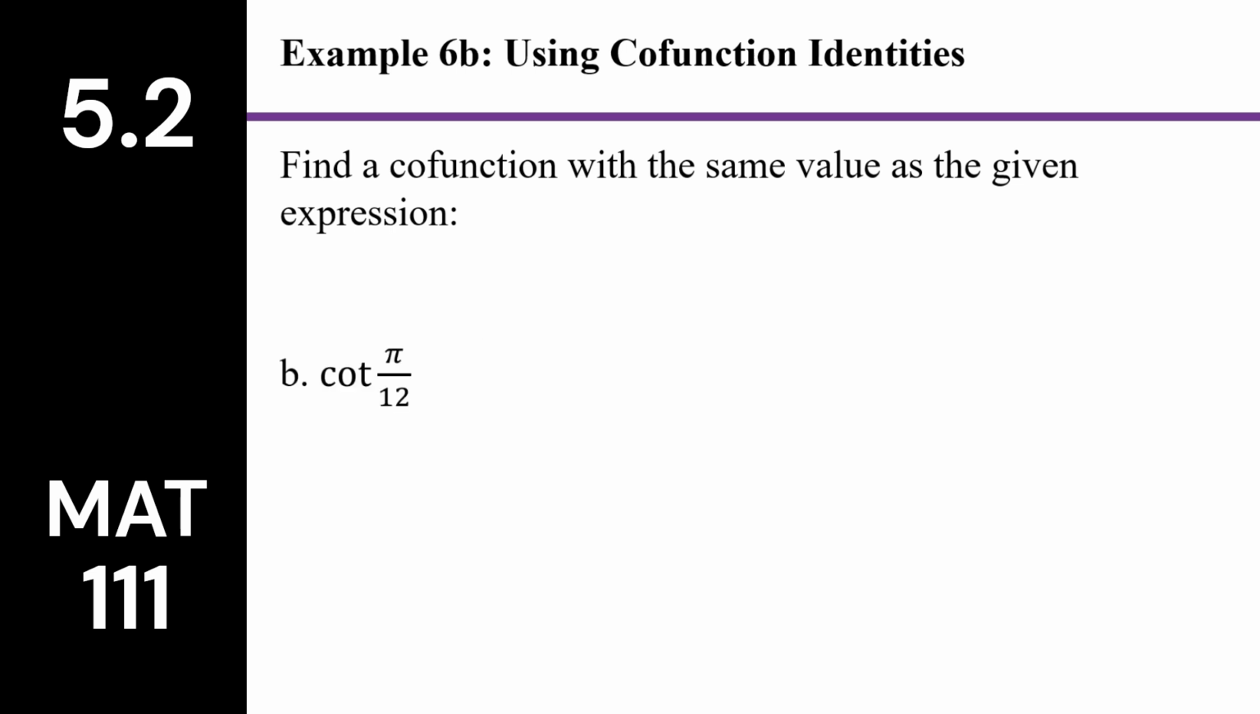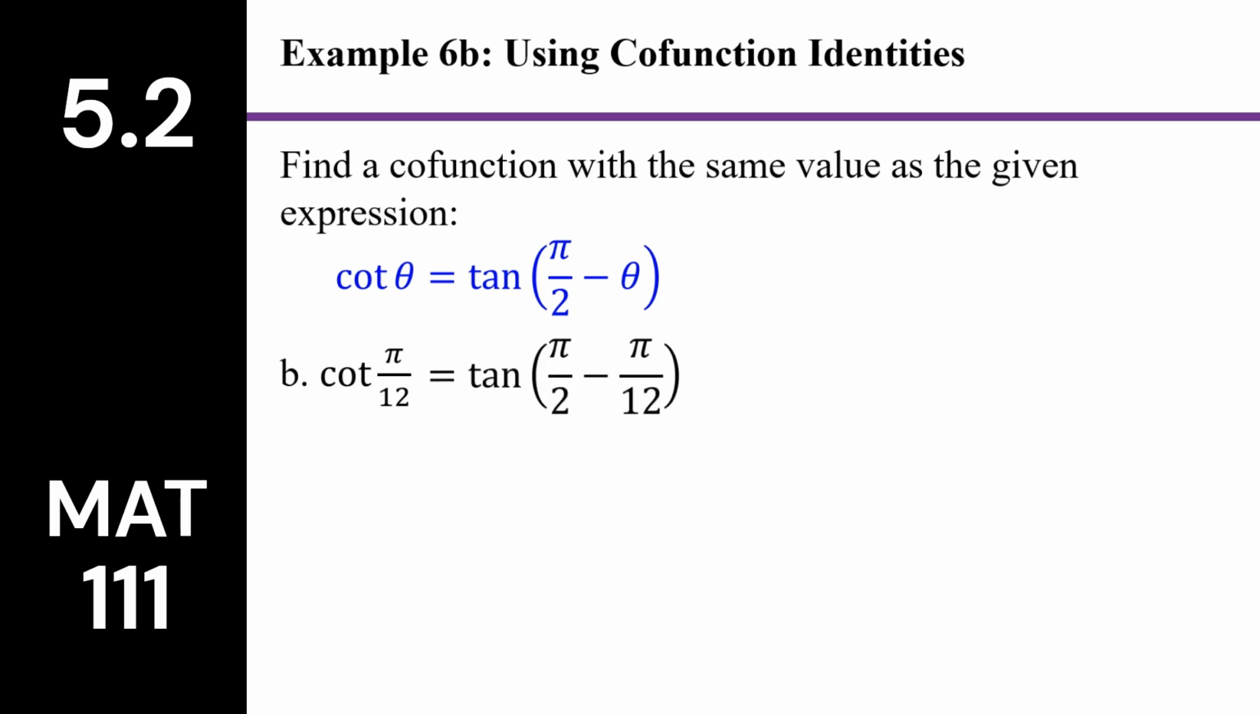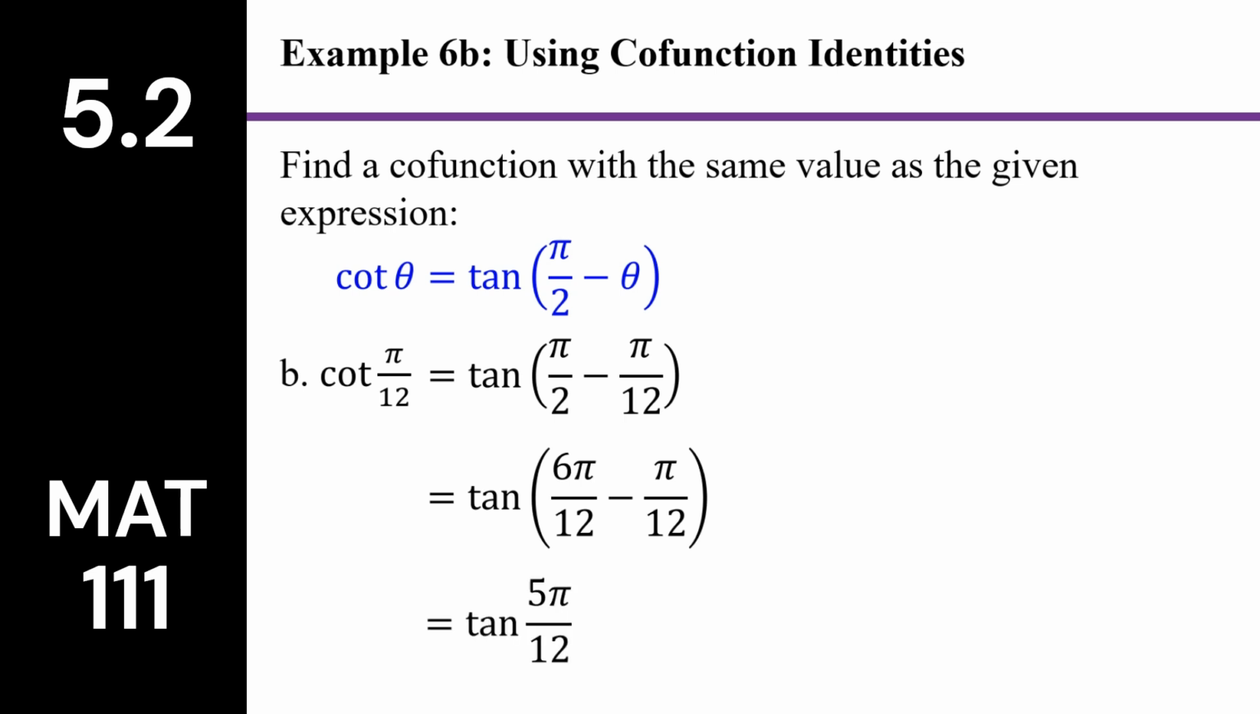In example B, we have the cotangent of pi over 12. We want to deal with the cofunction, which is the tangent, and since this is in radians, we'll use the version of the formula that's in radians and substitute in our angle. So the tangent of pi over 2 minus pi over 12. We need to get a common denominator of 12. So pi over 2 is rewritten as 6 pi over 12, and then when you subtract, you get the tangent of 5 pi over 12. So the cotangent of pi over 12 will always equal the tangent of 5 pi over 12.